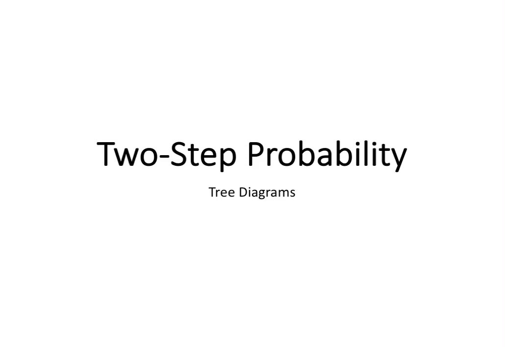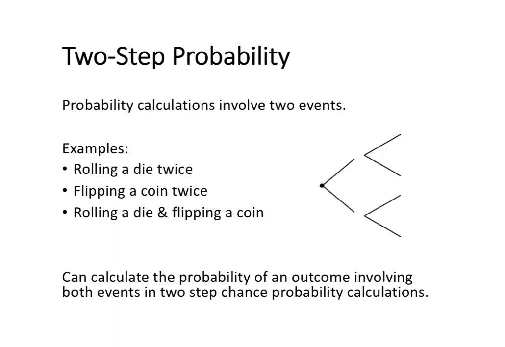In this video, we're going to have a look at how to calculate two-step probability questions using tree diagrams. Now, two-step probability questions involve two events happening. So for example, you could roll a die twice, you could flip a coin twice, or you could roll a die and then flip a coin. Each of those are examples of two-step chance probabilities. So you can calculate the probability of an outcome involving both events when you do two-step chance probability calculations.